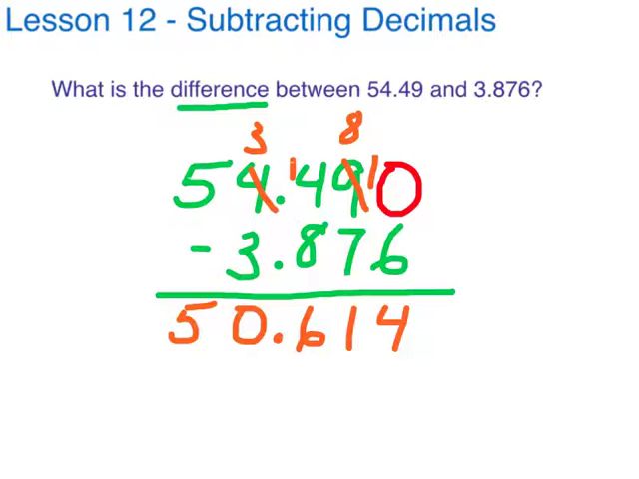So just be careful with this part here. If you have an empty space up above, you can't just drop down the number. If you put a 6 here, that would be incorrect. You write in a 0 and then you borrow from the next number, so this becomes a 10. Let's try another example.